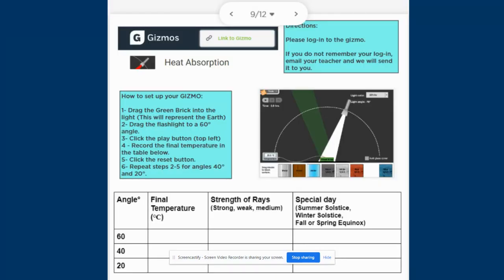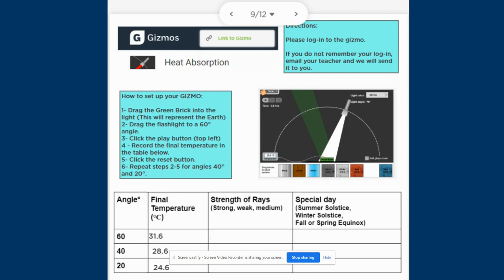All right, starting on page 9, the heat absorption gizmo went over and had you use a flashlight and a green brick. The green brick was meant to represent Earth, and the flashlight was meant to represent the impact of the sun's rays on Earth. So let's look at some of the temperatures that you guys should have come up with for the different angle degrees. For your final temperatures, you should have gotten 31.6 degrees, 28.6, and 24.6 degrees Celsius. Depending on the angle, you would have gotten a different final temperature.